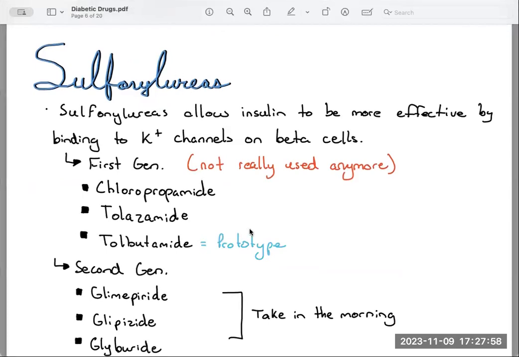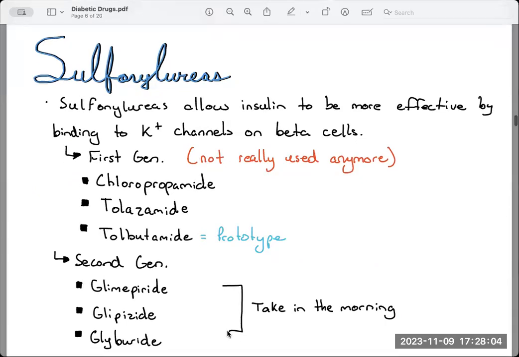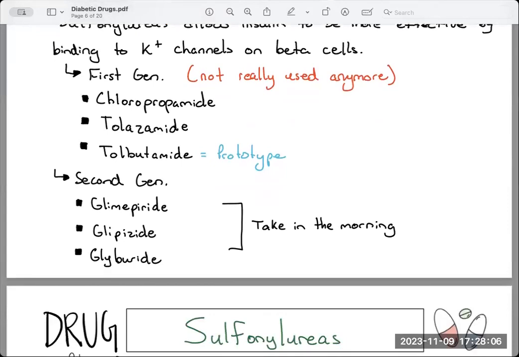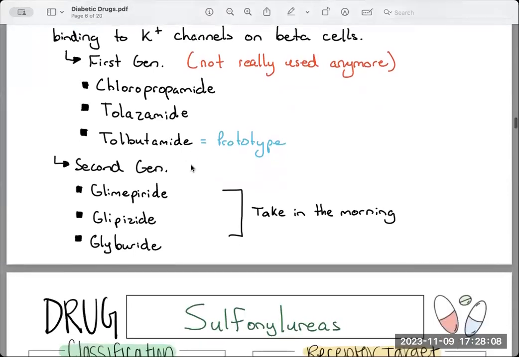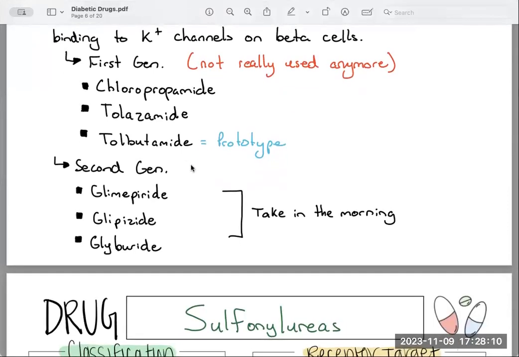So sulfonylureas are insulin secretagogues, which means they increase insulin secretion. And they work in those beta cells to do that. So we have first generation and second generation. First generations we don't really use anymore, but they all end in amide. The first generation sulfonylureas include chlorpropamide, tolazamide, or tolbutamide. Those are all examples of first gen sulfonylureas.